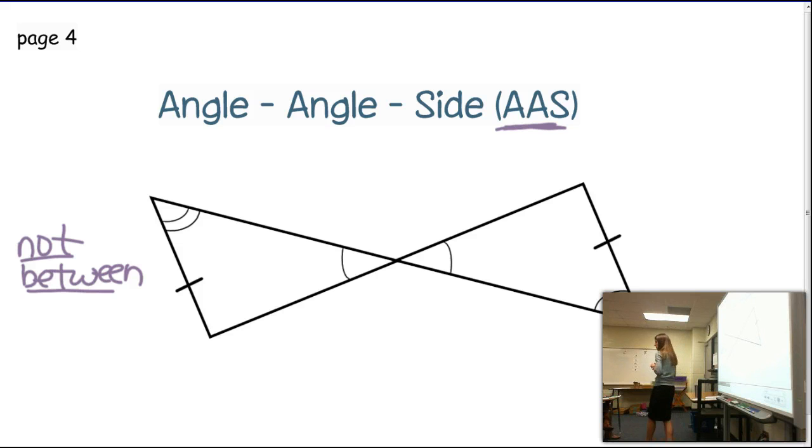Wait, couldn't it also be? It goes in order. Never mind. Side angle. Is that what you're thinking? No, couldn't it also be? Wait. A for angle, S for side. Okay, lost. Okay. Moving on. Just keep moving.